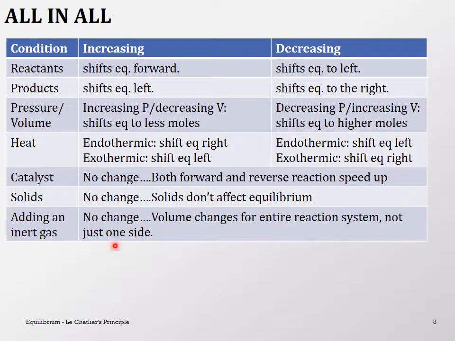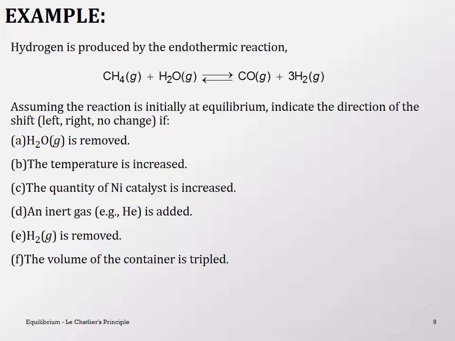So these last 3 things were not covered before. These 3 or 4 were. Make sure you go through all of this. Here is an example. An equation is given to us: methane plus water to give us carbon monoxide and hydrogen. Assuming the reaction is initially at equilibrium, indicate the direction of the shift, left, right, or no change, for all of these different conditions. Let's go through this one by one.